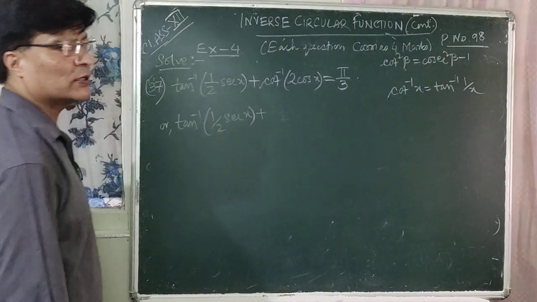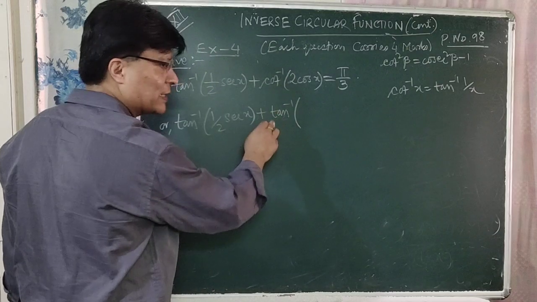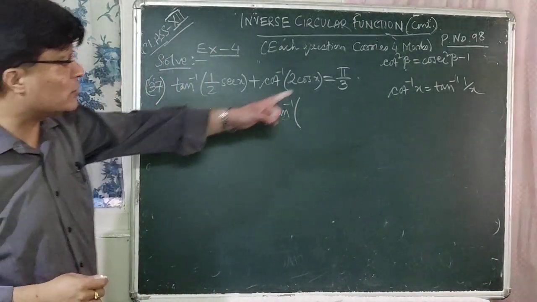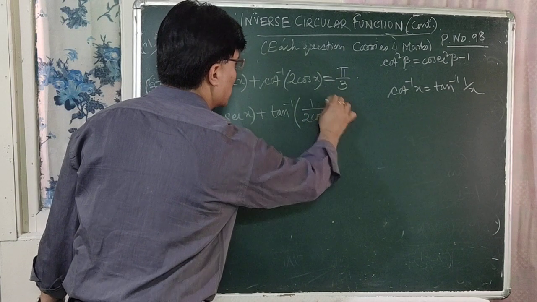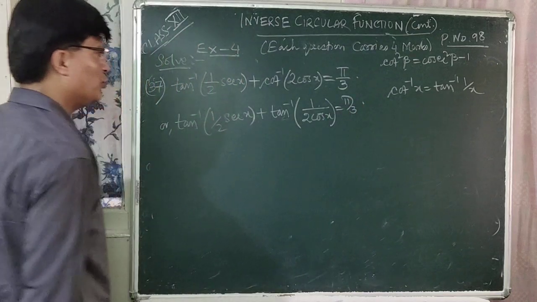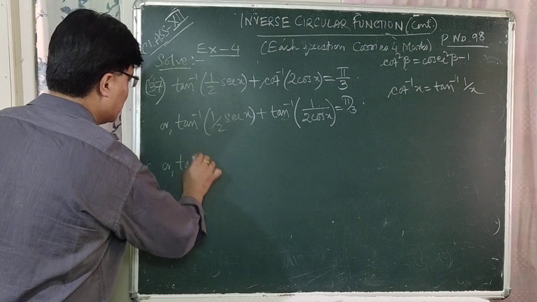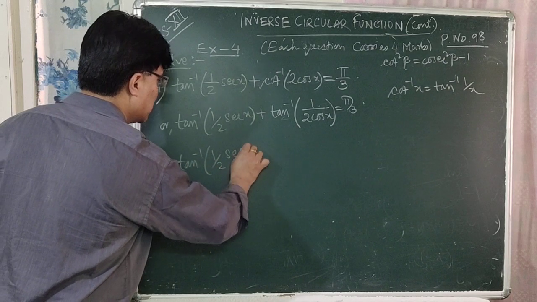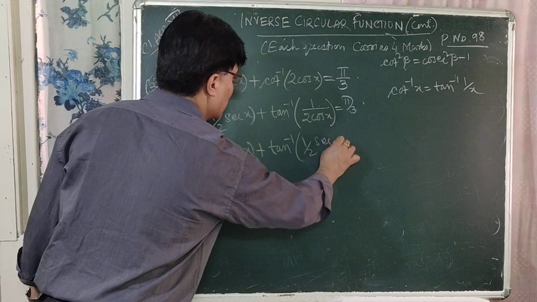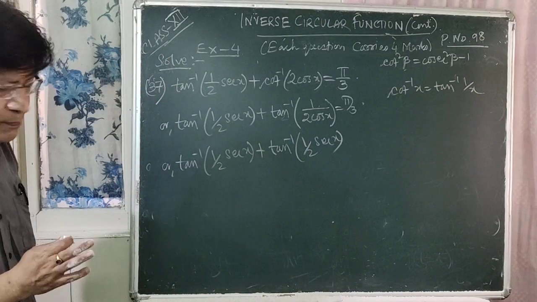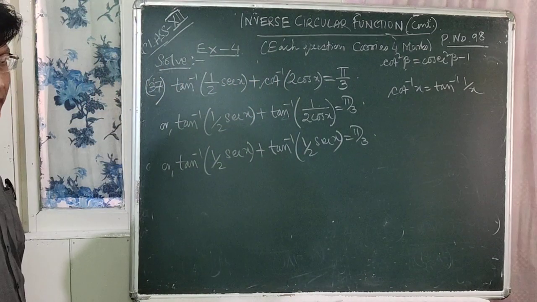Plus, you can convert this cot inverse into tan inverse, so this is tan inverse within bracket 1 by x. Here x is 2 cos x. So you can use that formula here, that is tan inverse 1 upon 2 cos x is equal to pi by 3, right? So let us simplify this second term again. So it is tan inverse half sec x plus tan inverse within bracket 1 by cos x is sec x, half remains same. So 1 by cos x is sec x, is equal to pi by 3, right?